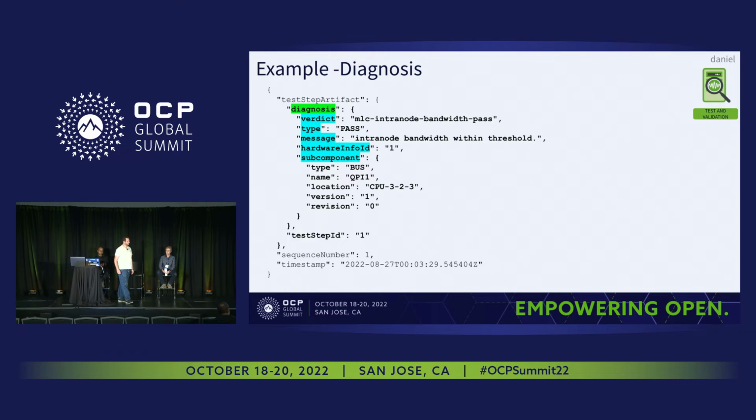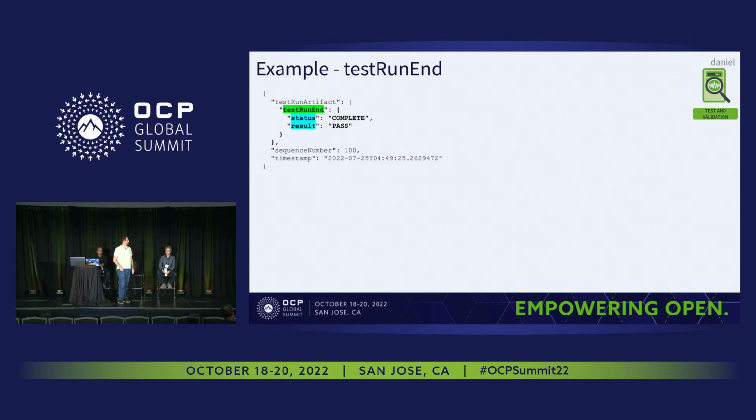Based on those measurements, we can then generate a diagnosis, including the verdict of the diagnosis, what type of diagnosis it is, in this case it passed, human readable messages, hardware information about the hardware that the diagnosis applies to, and the subcomponent within the hardware that it applies to. And finally, once the test is finished, we would have a test run end message, including the status of the test. In this case, it has completed, and the result, which in the example is that it passed. So this gives you a little bit of a feel of what those messages are that you can expect from the OCP output specification.